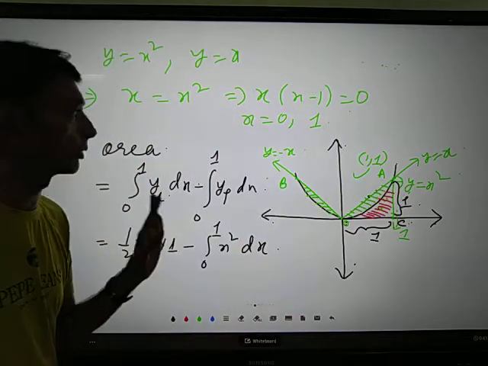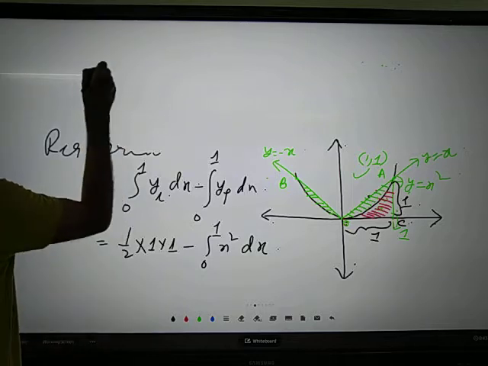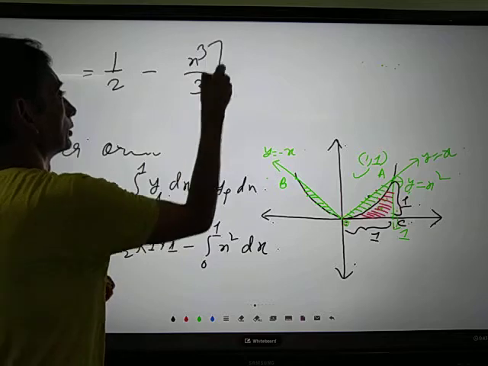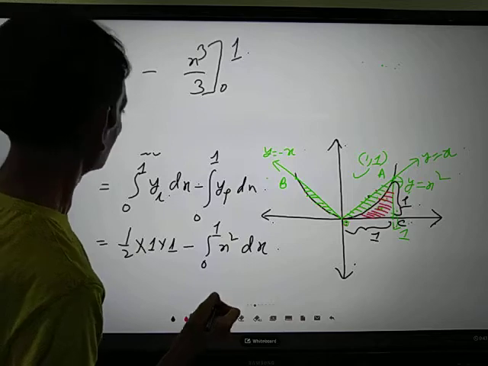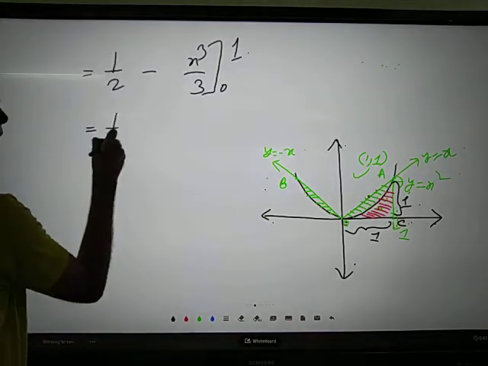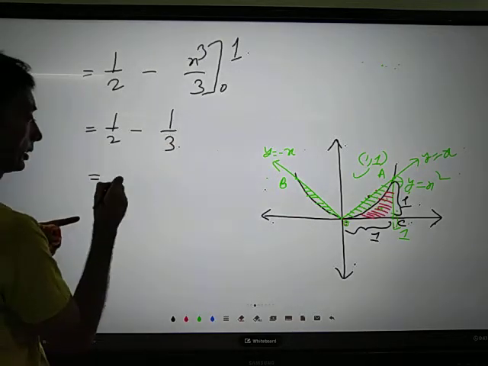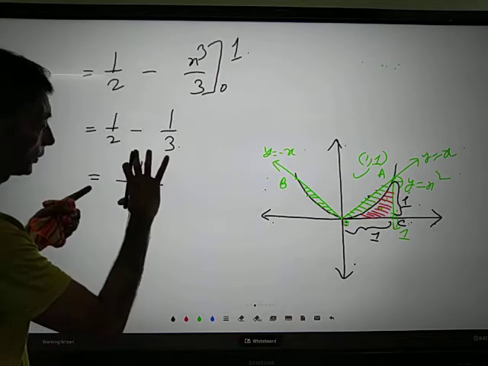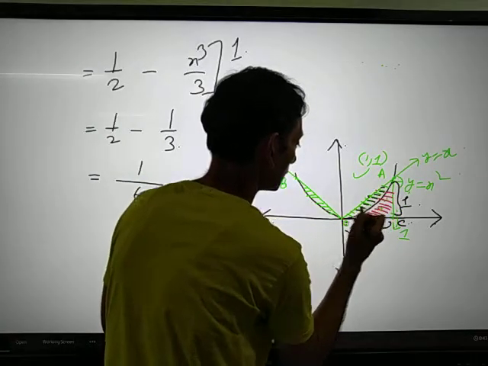Fine, a very simple question, right? And next, so it's half minus, if you integrate, this is x cubed by 3, from 0 to 1. This is equal to half minus 1 by 3, that is 1 by 6. But if you calculate this, it will give you only this portion, right?